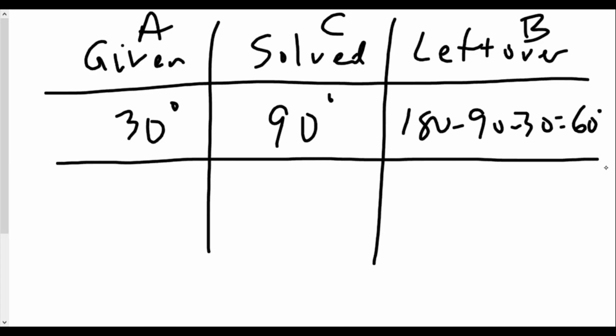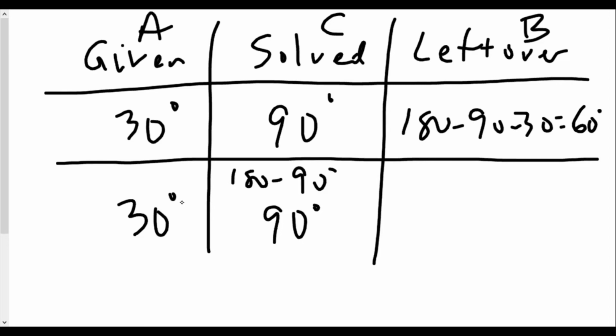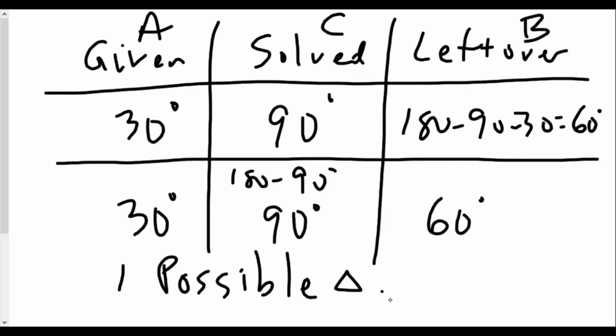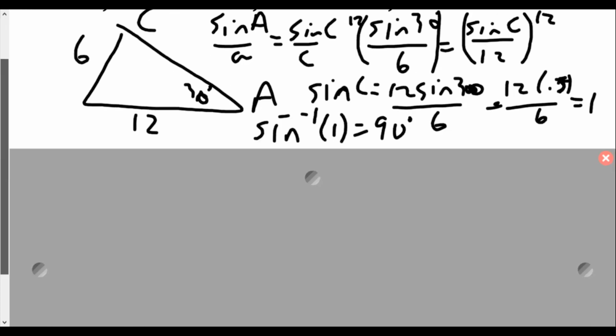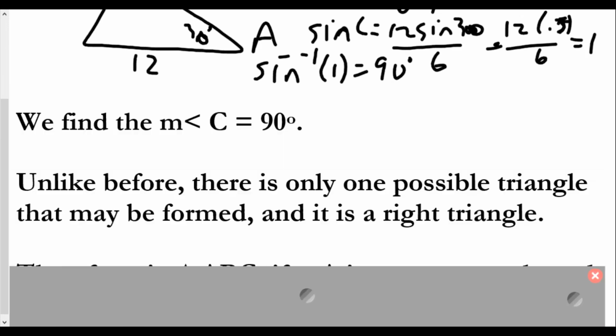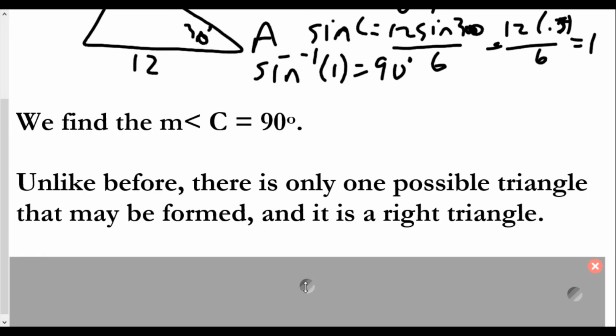If I make a second possible situation with the supplement, 180 minus 90, I still get 90. The given angle stays the same. I'm only doing the supplement for the solved angle, and the leftover is still going to be 60 degrees. So here, there's only one possible triangle. Why? Because the supplement is equal to the solved angle. So we see, ladies and gentlemen, that unlike before, there's only one possible triangle formed. It is a right triangle.